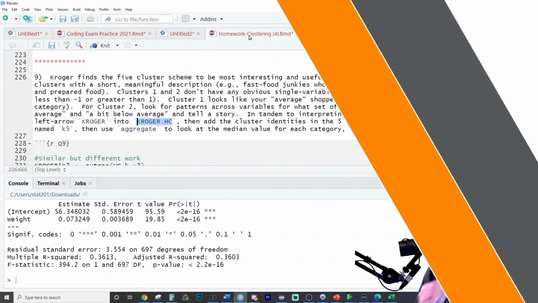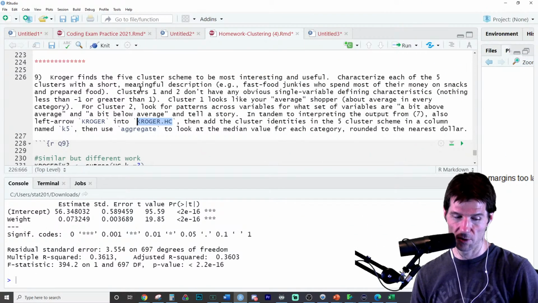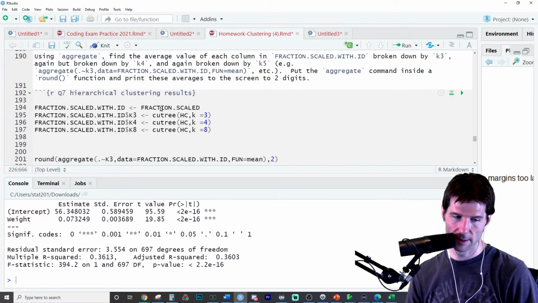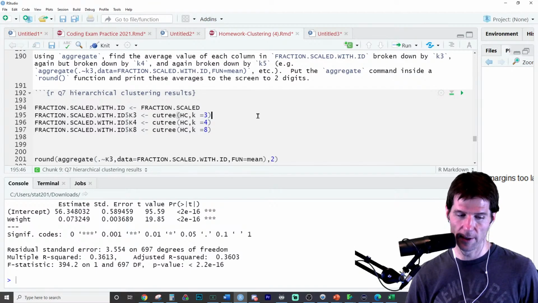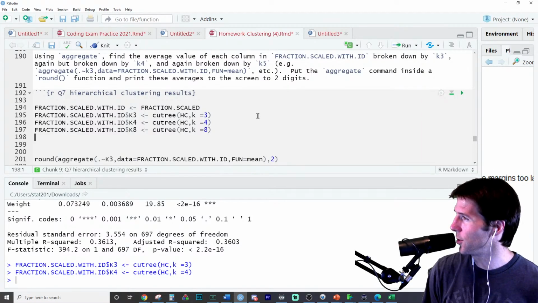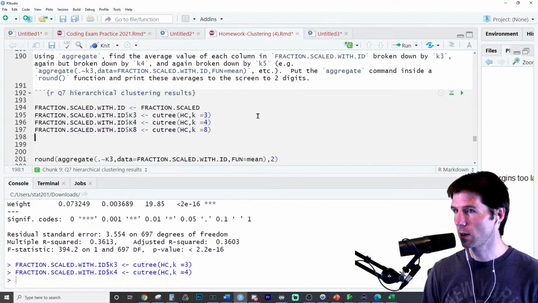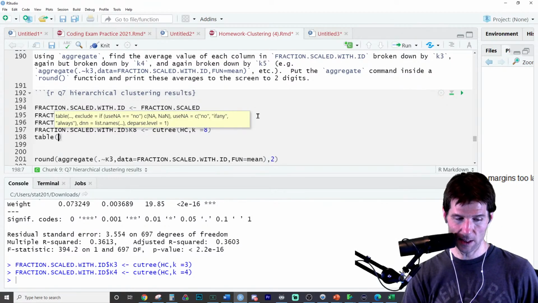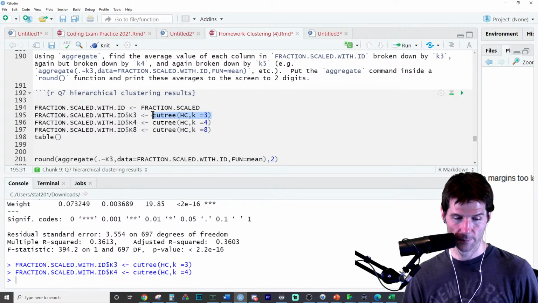Let's hop over here and do some splitting of clusters. Let's check it out. So with the splitting up of clusters, we're looking at the hierarchical clustering, and we do have some clusters right here. Let's talk about splitting clusters for question number 8. If we make a table of our clusters, we can actually use the cut tree.